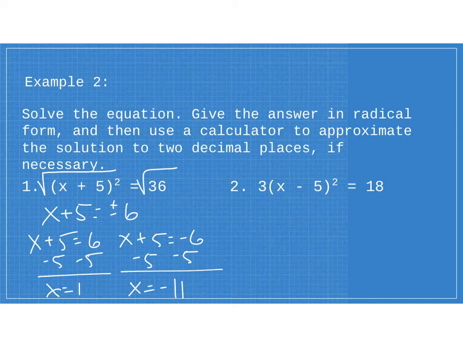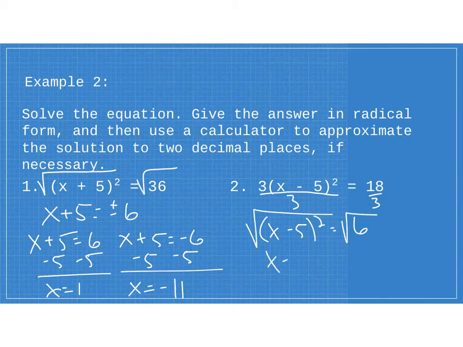Okay, so example 2, our squared term, which is our x minus 5, is not isolated because there's a 3 outside of it. So what we would do on this one is divide by 3 first, and we get x minus 5 squared equals 6. Then we take the square root, and we get x minus 5 equals plus or minus square root of 6, because square root of 6 can't be broken down. We just leave it as such. And then since we're solving here, we're going to add 5.